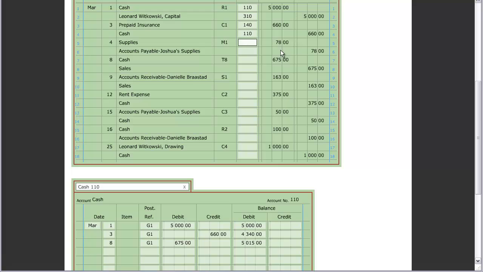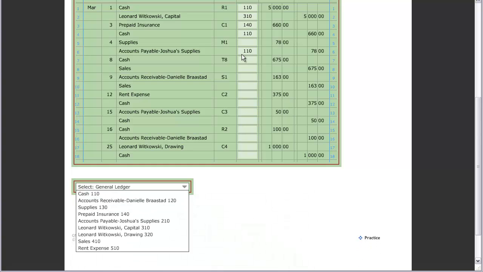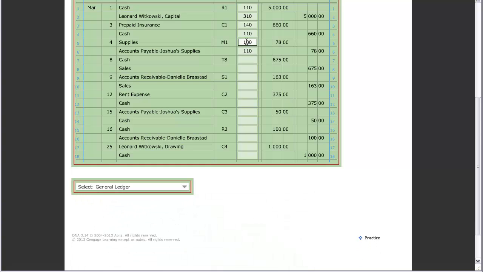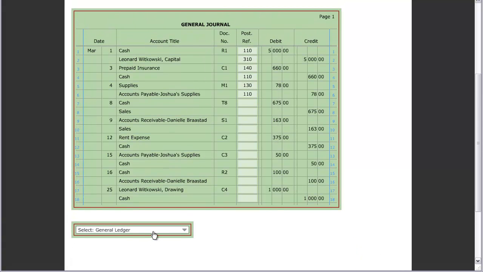And we reference all these, of course, supplies. I can't remember what it is. Let me look. Supplies account 130, right there. So we've got to make sure we reference back and forth from the general journal to the general ledger, and from the general ledger back to the general journal in case anyone has a question of what we've entered.